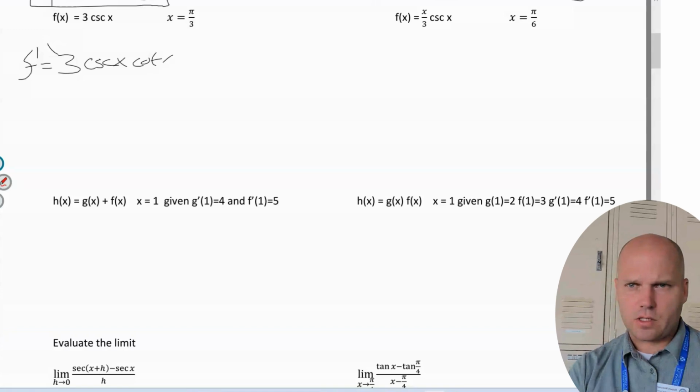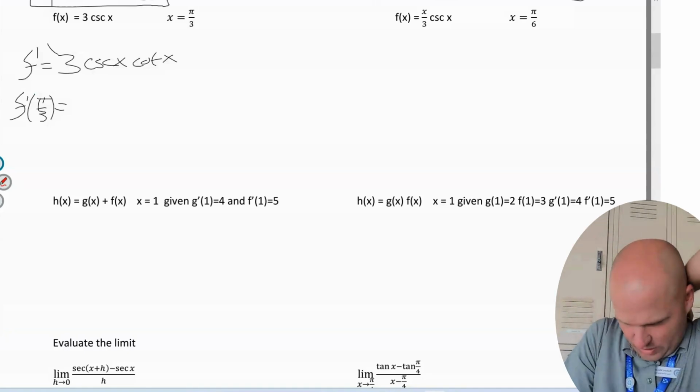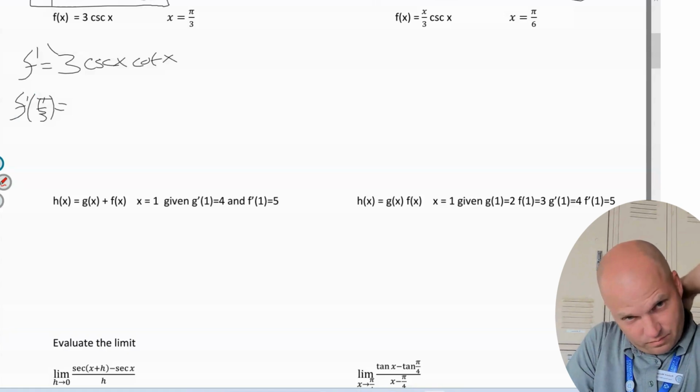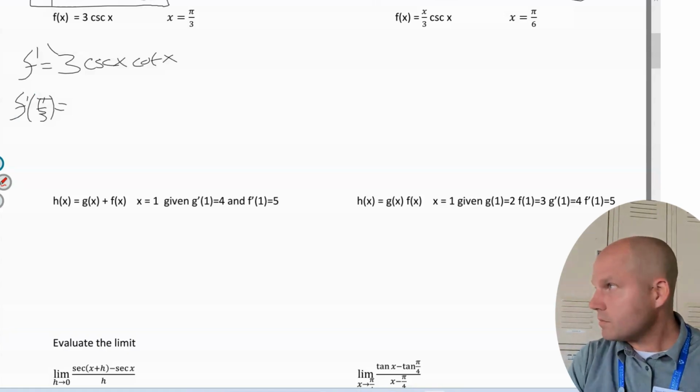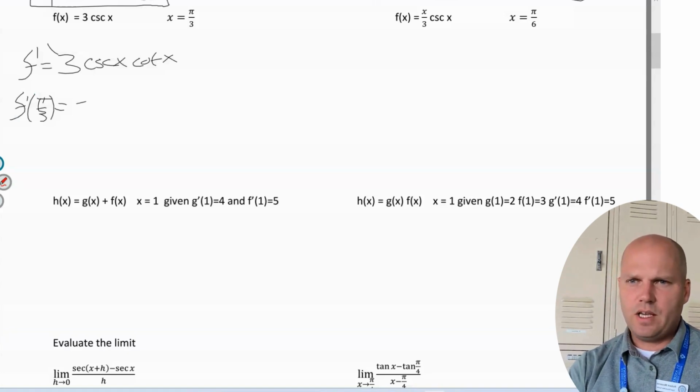I need to find those at pi over 3. Why did I stick with pi over 3? Why don't I go in a different quadrant? I wish I went to different quadrants. Okay, sine of pi over 3 is root 3 over 2. Flip it. It's 2 over root 3.